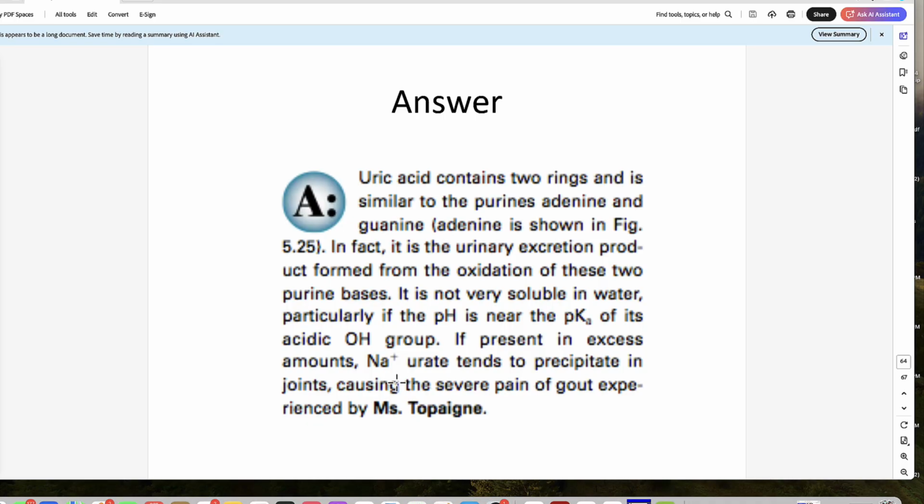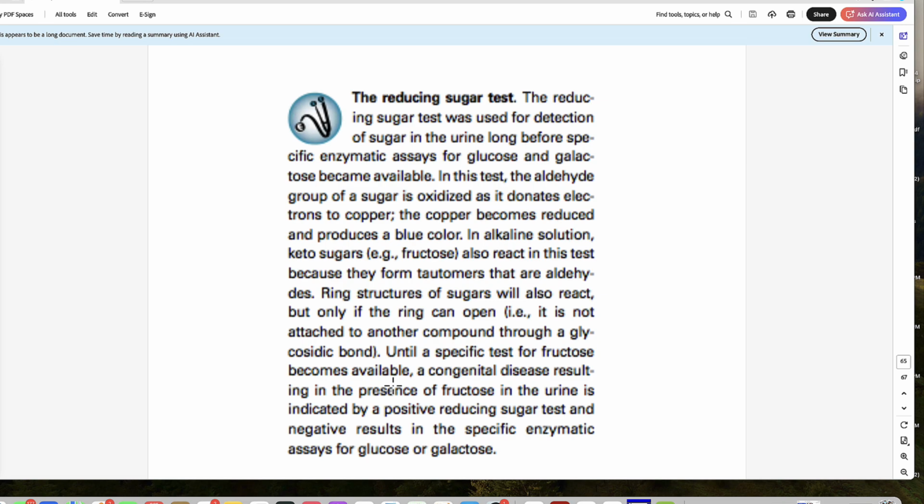Okay, if it is not excreted properly, it can accumulate, and because it's not water soluble at a specific pH, it can start to precipitate and cause pain in the joints. And this is what we're seeing with Ms. Lidocaine, and it resulted in gout. Okay, so this is another important clinical association with the biochemical experience of uric acid buildup.